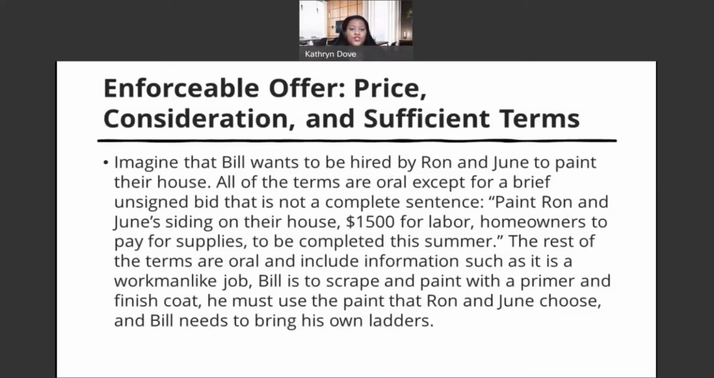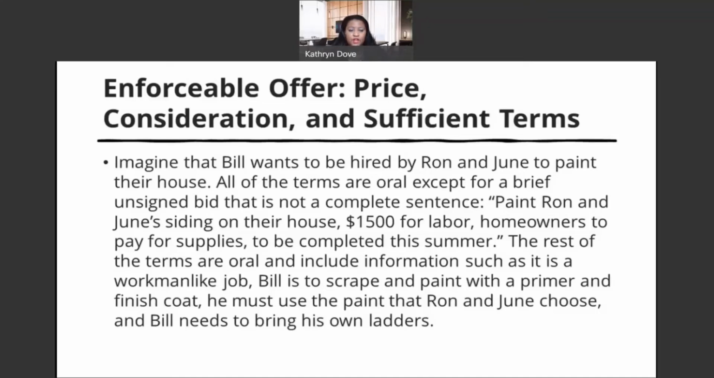Imagine that Bill wants to be hired by Ron in June to paint their house. Bill's a contractor. All of the terms are oral except for a brief unsigned bid that's not a complete sentence. Paint Ron and June siding on their house, $1,500 for labor, homeowners to pay for supplies to be completed this summer. The rest of the terms are oral, including information such that it has to be done in a workmanlike manner. Bill is to scrape and paint with a primer.